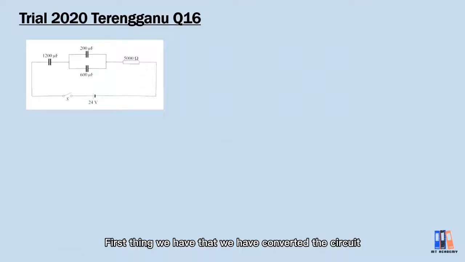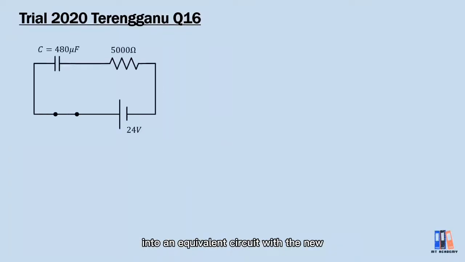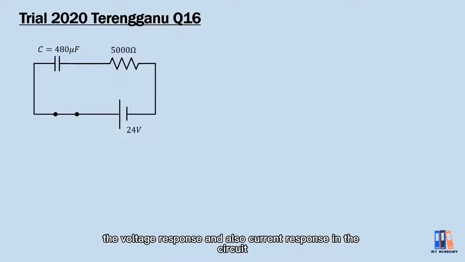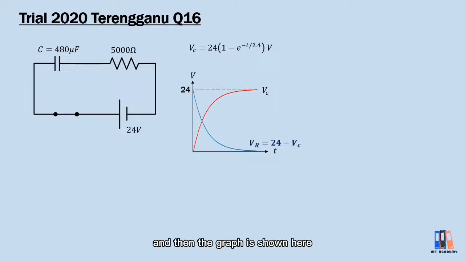First, we have converted the circuit into an equivalent circuit with the new effective capacitance of 480 microfarads. From here, we have derived the voltage response and also the current response in the circuit. First, the voltage response is given as 24 multiply 1 minus e to the power of negative t over 2.4 volt. And then the graph is shown here.